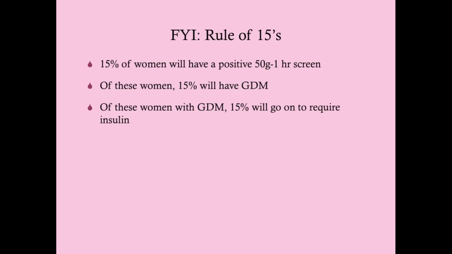Of these 15% of women that have the positive screen, 15% will have the positive 3 hour test and they'll have gestational diabetes. And of these women with gestational diabetes, 15% will go on to require insulin. So the conservative management of diet and exercise will fail.